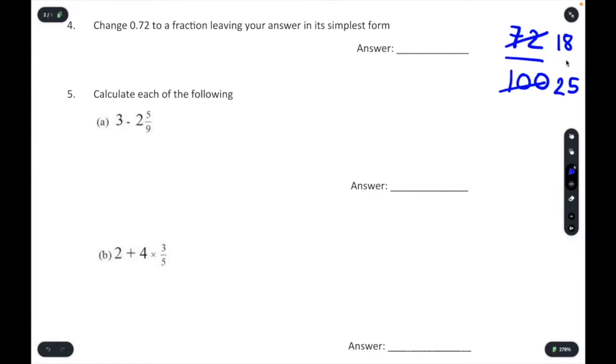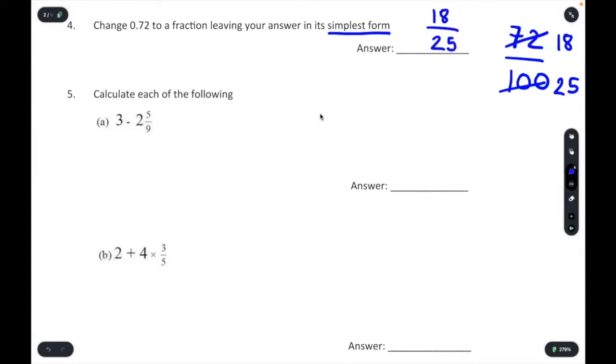If we look at the factors of 18, they are 1, 18, 2, 9, 3, 6. If we look at the factors of 25, they are 1, 25, and of course its square root, which is 5. Now, none of those numbers are in common. We can't simplify this anymore. Therefore, we have now reached the simplest form, which is 18 over 25.